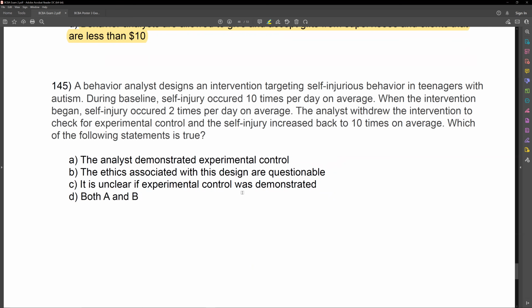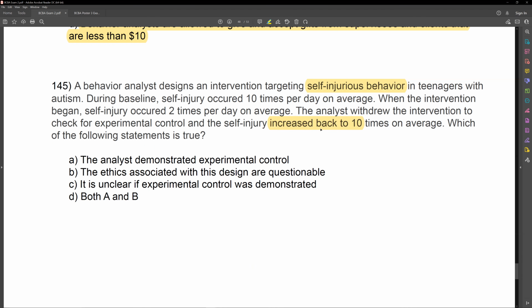Let's not even think about the answer choices yet. Let's evaluate this question. What happened in the question? We had a behavior analyst who designed an intervention targeting self-injurious behavior. During baseline, self-injury occurred 10 times per day on average. When the intervention began, self-injury occurred 2 times per day on average. So the intervention appeared to be effective, right? The analyst withdrew the intervention to check for experimental control, and the self-injury increased back to 10 times.